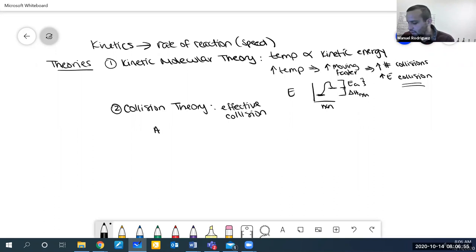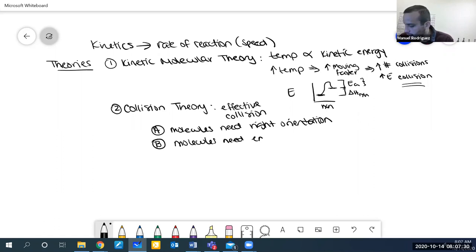And it says that for a collision to be effective, you have to follow two things. First, the molecules need to find each other with the right orientation. So not all the collisions are going to be effective. Only the collisions where molecules find each other in the right orientation are going to be effective. And the second thing is that the molecules need to have enough energy when they collide so they can form products. So that's actually a bit closer to kinetic molecular theory. But basically collision theory just tells you two things.